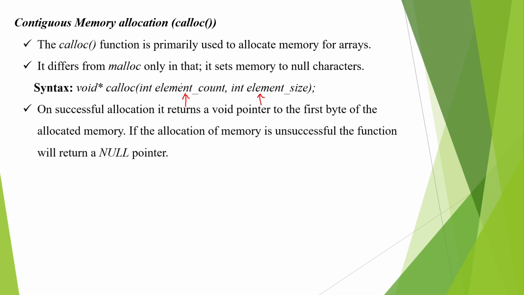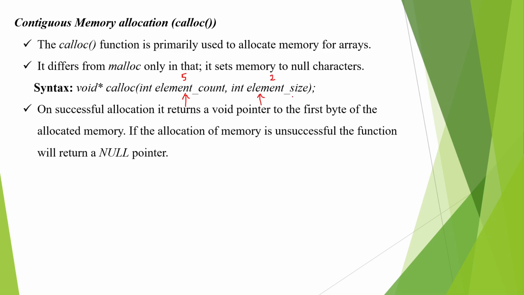So suppose you give 5 as the count here, and 2 as the element size here. What will happen? 5 blocks, each of 2 bytes in size, will be returned. Likewise, this calloc function will work. We have two parameters to the calloc function: one is the number of blocks, and the other is the size of each block.